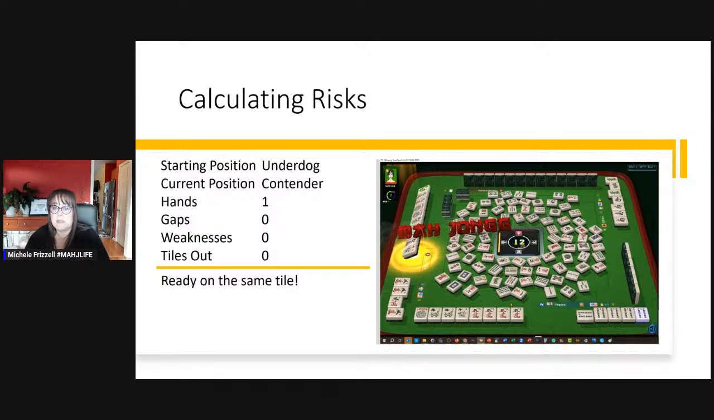In this case, somebody else won, and we were ready to win on the same tile. They won with a flower. So they were ahead of us. So we just missed the boat on that one. But we were right there, ready to win.